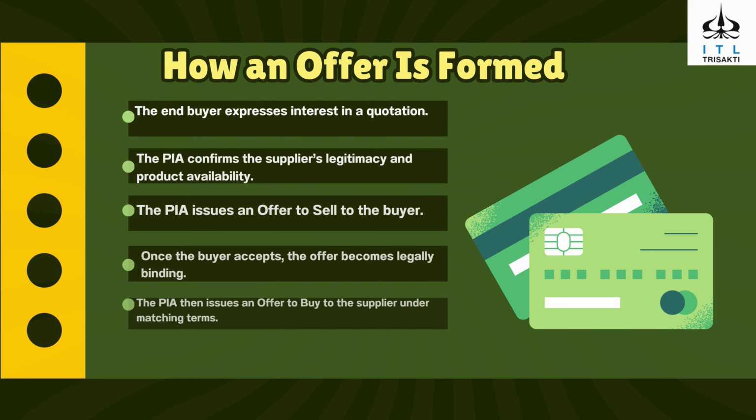How an offer is formed. First, the buyer shows interest in a quotation. Then, the peer checks the supplier's legitimacy and product availability. Next, the peer issues an offer to sell to the buyer. Once accepted, it becomes legally binding. Finally, the peer sends an offer to buy to the supplier with the same terms. In short, the peer acts as a bridge between the buyer and supplier.